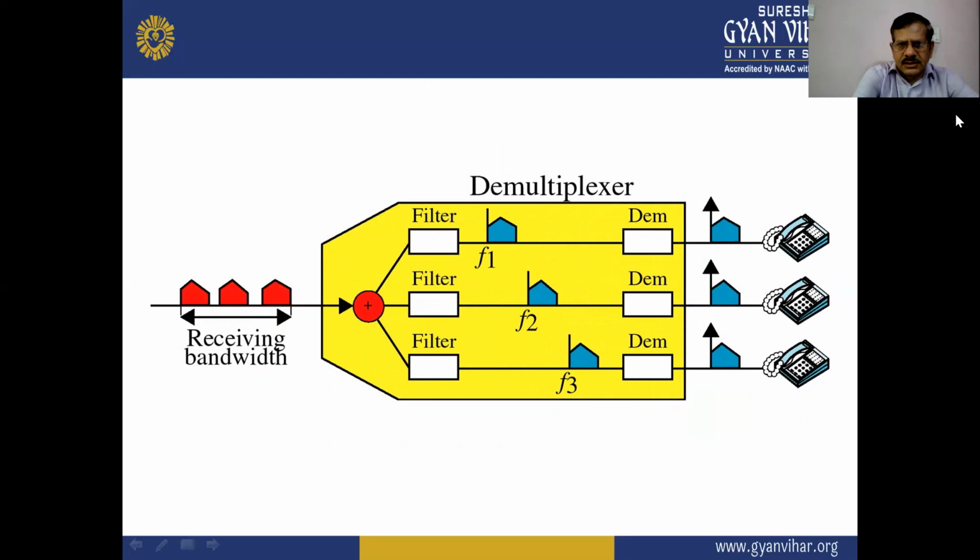And in the demultiplexing system, the received bandwidth signal is applied to different filters which have different frequencies, and again the output of these filters is demodulated, and after the demodulation the output of the different demodulators is the original signal or base signal. So this is the process in the demultiplexing systems, or the function of the demultiplexer in that case.